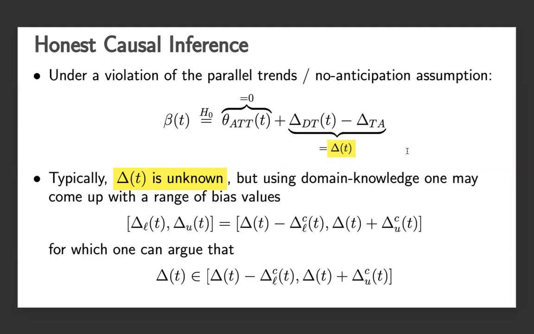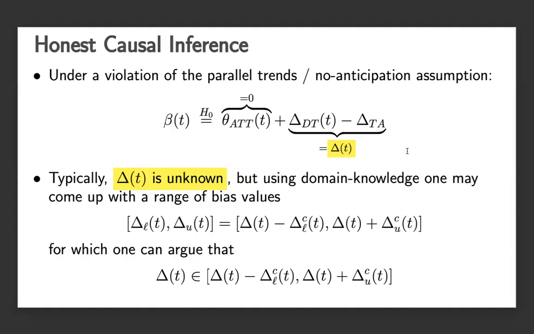And with the violation of model assumptions, delta DT and delta TA may not be equal to zero, so we cannot directly translate theta ATT equals zero as beta t equals zero. There is one additional term that we need to consider. So now we denote delta DT minus delta TA as a whole, delta t, and this is the bias that we need to tackle in honest inference.